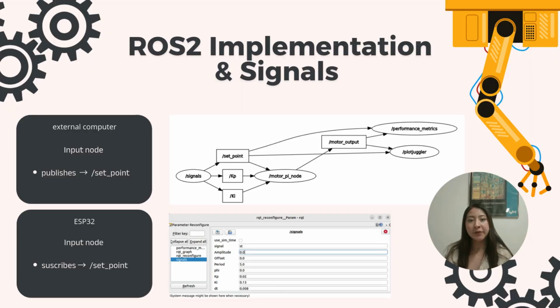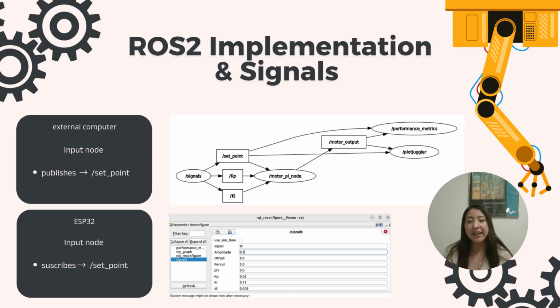A signal generation node runs on the external computer and publishes the reference signal to the setpoint topic. The ESP32 subscribes to this topic and executes the PI control loop at the selected sampling rate. The node can generate steps, sinusoidal, cosine, square, and triangular signals. All signal parameters are configurable at runtime through a YAML parameter file. The controller gains Kp and Ki can also be adjusted dynamically via the topics, enabling live tuning during experiments.